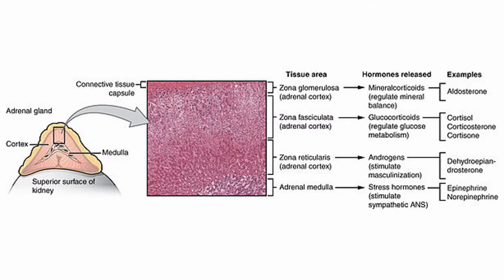The cortex is actually made up of 3 zones: the zona glomerulosa, which releases mineralocorticoids like aldosterone, the zona fasciculata, which releases glucocorticoids like cortisol, and the zona reticularis, which releases androgens like dehydroepiandrosterone. Then, separate to the cortex, as we've mentioned, you have this innermost layer, the medulla, which is responsible for secreting stress hormones such as adrenaline.